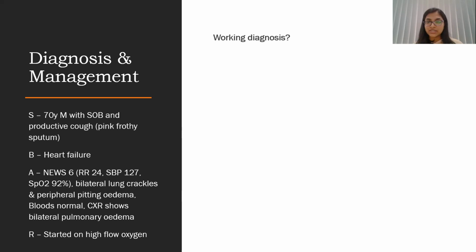What is your working diagnosis? Yes, so this is acute exacerbation of heart failure. He has congestive heart failure. How do you manage that? The patient is still feeling a bit short of breath. It has improved. His saturations are coming up, but he's still feeling a bit short of breath. Can you do anything to reduce this edema in his lungs and his legs? Can you give him something? Yes, diuretics. Does anybody know what kind of diuretics we can give?